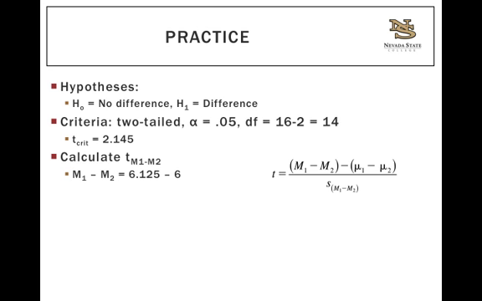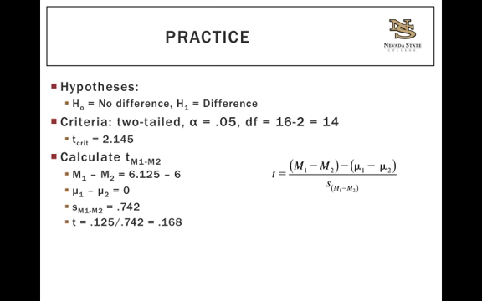So our M1 minus our M2, right? That's 6.125 minus 6. Our mu1 minus mu2, again, if our null is true, equals 0. And then our estimated standard error was 0.742. Okay, so that means that our t is 0.125 divided by 0.742. That's not looking good, you guys. That's not looking good.